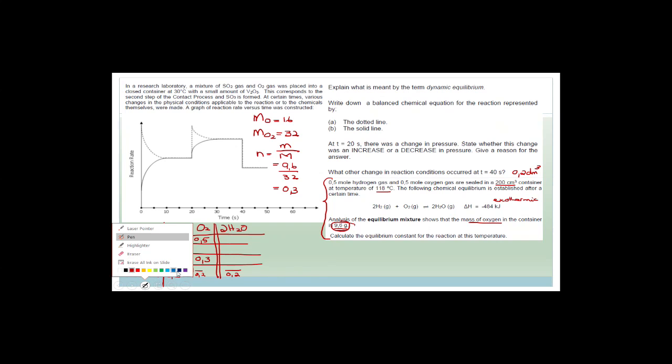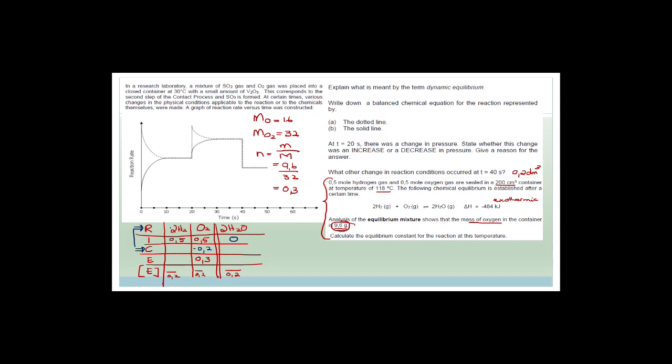Okay, so now we can use that information to work out the rest of the table and then get our Kc. Do you agree that since they don't say anything about the water vapor, we can assume there was zero to start with? This is our change, and remember, our change is always using the ratios in the reaction. So first of all, do you agree that we started off with 0.5 moles of oxygen and we've got 0.3 moles at the end, which means we must have used 0.2 moles.